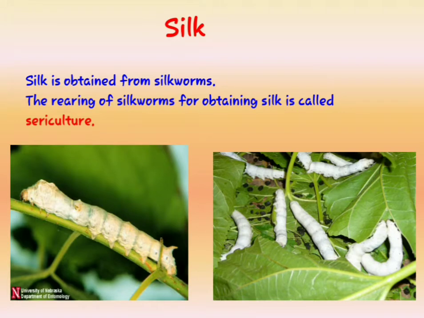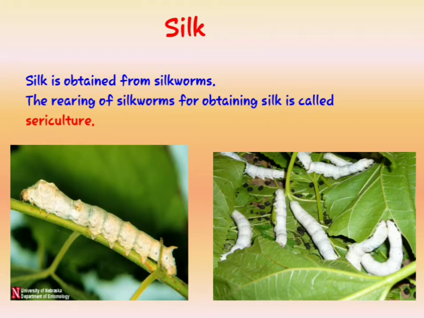Silk is obtained from silkworms. The rearing of silkworms for obtaining silk is called sericulture. See here, can you see the picture of these silkworms? Yes, these are silkworms. So it looks like a worm. All of you have seen what a worm is, isn't it?